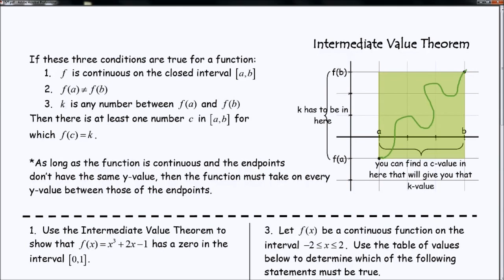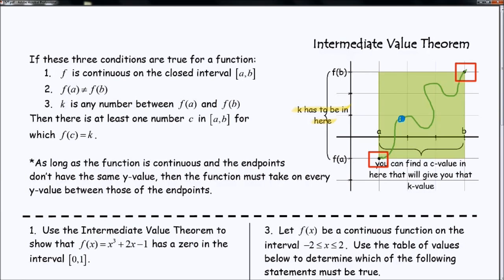So even though I have a silly little curve going on that goes up, down, it's still technically continuous. The next thing I want you to notice is that my y coordinates are not equal. F of A and F of B are not the same. They're two different y values. And let's say that there has to be some y value in here. So we can pick this guy.